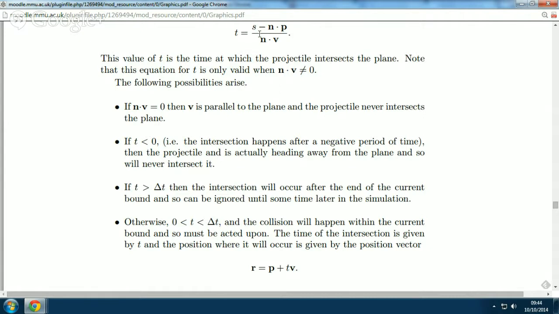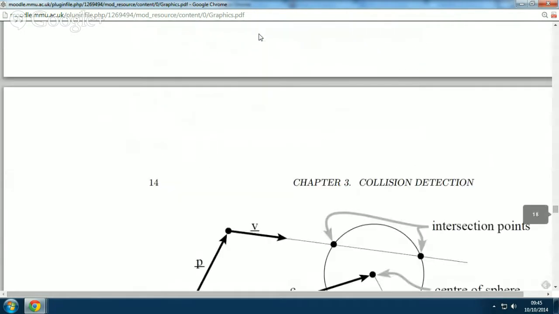But mathematically, we're just looking at the line intersecting the plane. But yes, the interpretation would be that the object P is on the plane to begin with. So that's that collision case solved. So let's move on to another one.